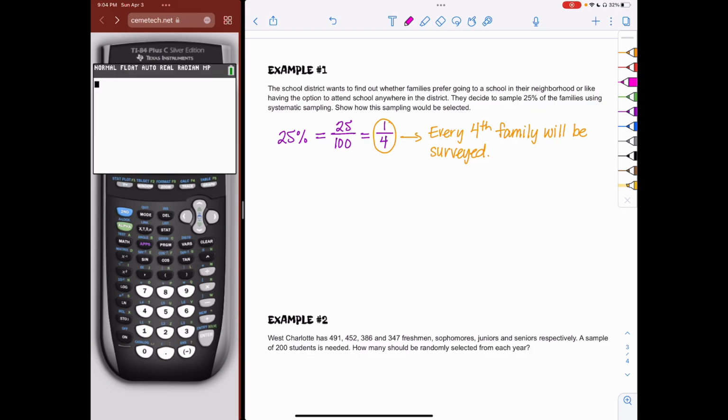If I use my random number generator, I press math, go over to probability, and then go to random integer. The reason I'm saying integer is because we're talking about families and I can't have a decimal. The lower bound is 1 because that's the least amount of families, and the upper is 4 because it says 1 in every 4 families. I only want to pick one number at a time, so n is 1. Once I paste that in and hit enter, it's telling me I'm going to start off with the 4th family.